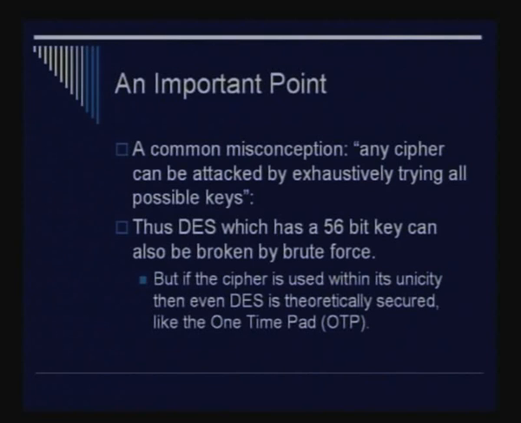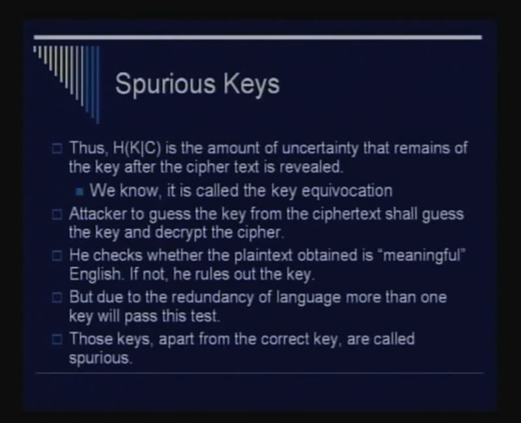So thus DES, which has a 56-bit key, can also be broken by brute force, but if the cipher is used within its unicity distance, then even DES is theoretically secure like the one-time pad. So if you use any cipher, if you compute its unicity distance and use the cipher within its unicity distance, then essentially you obtain security against an unbounded adversary. But the thing is that we have to know how to compute the unicity distance, right. So that is something which you have to compute.